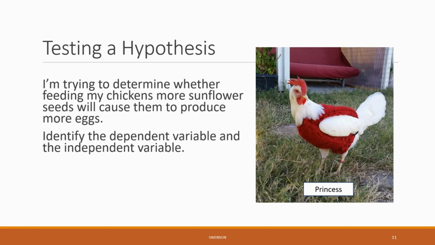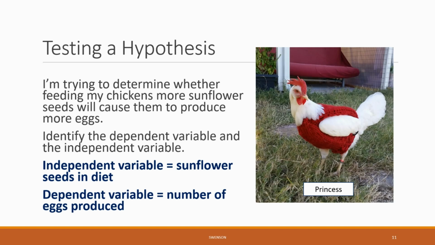Let's suppose I'm trying to determine whether feeding my chickens more sunflower seeds will cause them to produce more eggs. Now recall that a variable is a component of the experiment that can be altered, and independent variables can be altered directly, and dependent variables are the consequence of independent variables. In other words, they're altered indirectly. So can you identify the independent variable in this experiment and then identify the dependent variable?